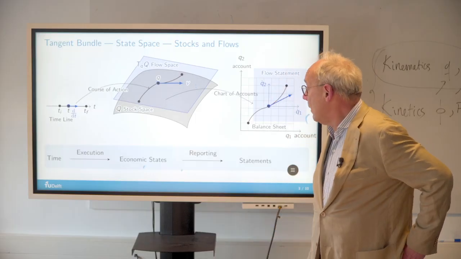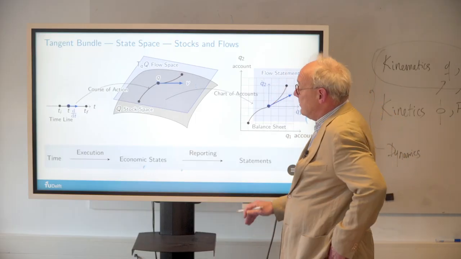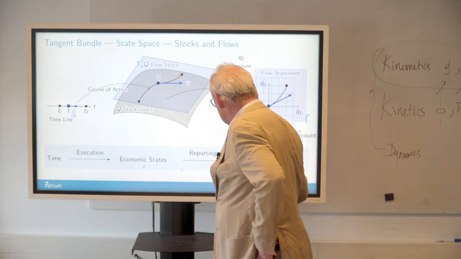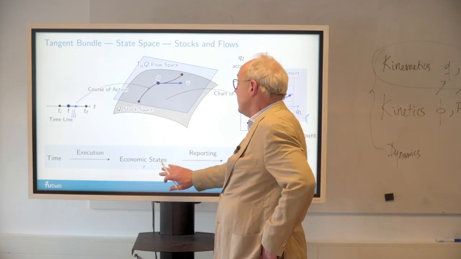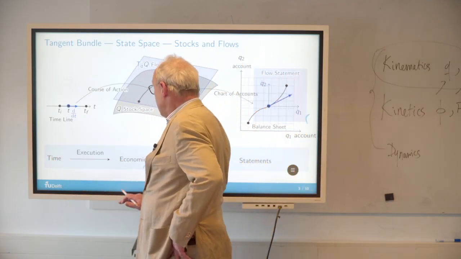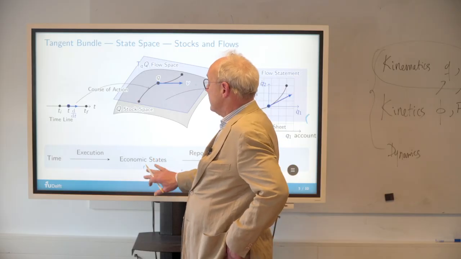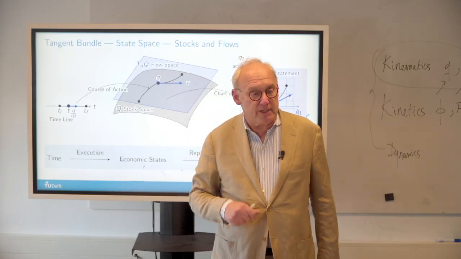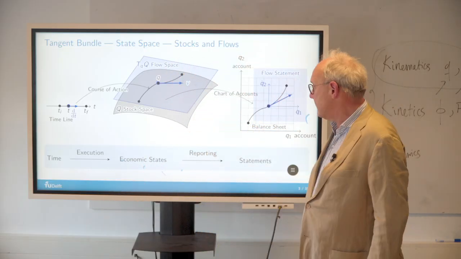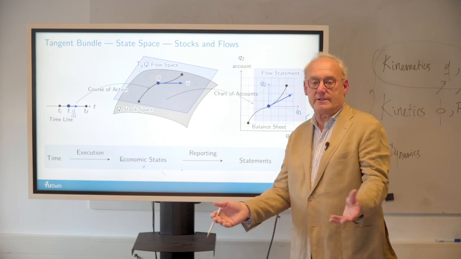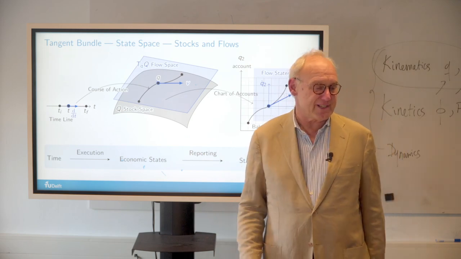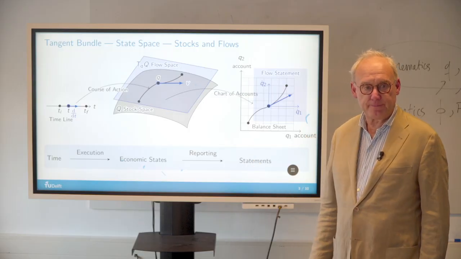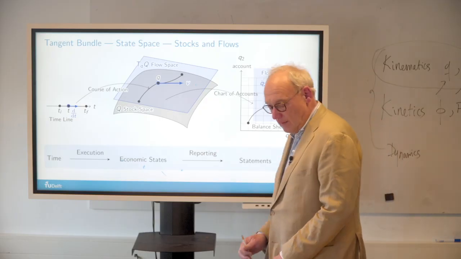All right, so the nice thing about this is that we kind of separate these three things. You have the statements, you have time itself, and then you have these amorphous economic states. And then the mapping, this is what we call the execution. This is what you're really doing. That's what a decision maker does. The reporting is just what you get from your back office, like, okay, here it is. So it's a nice picture.